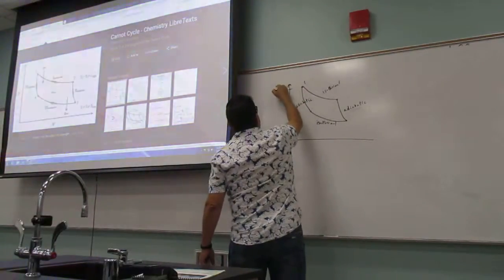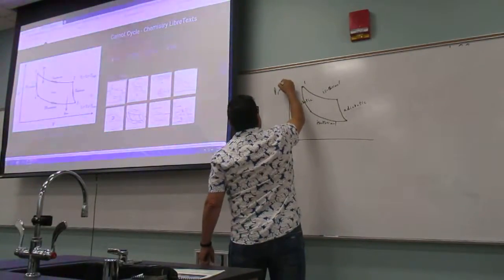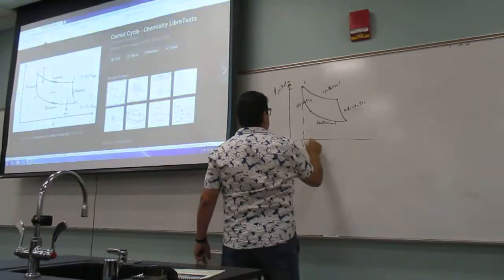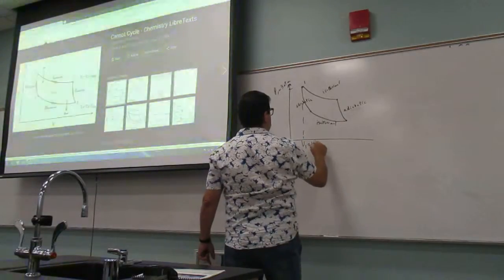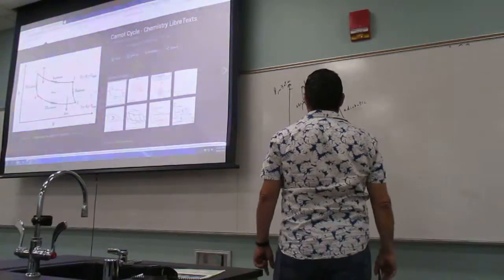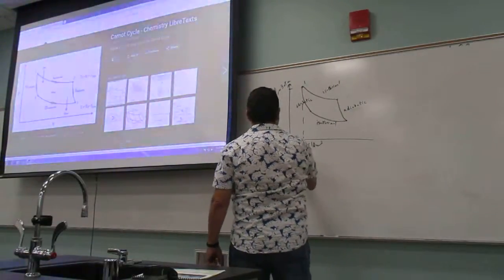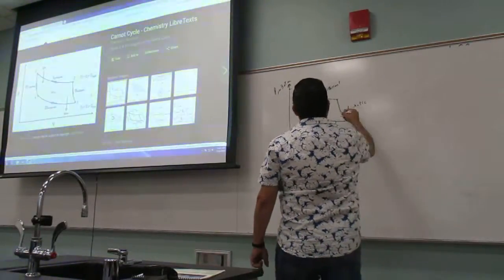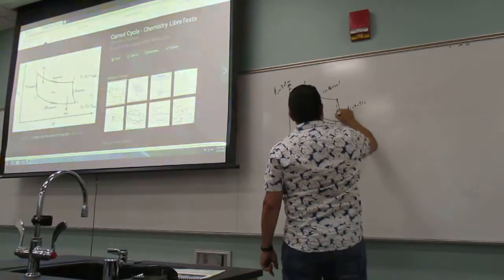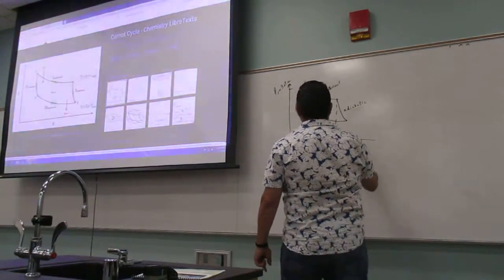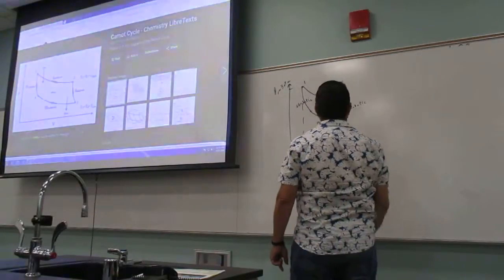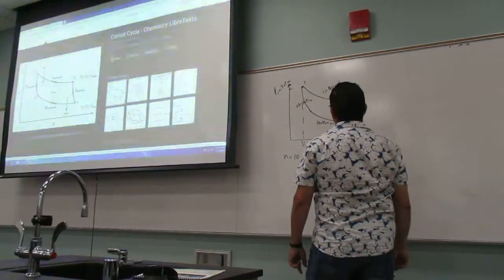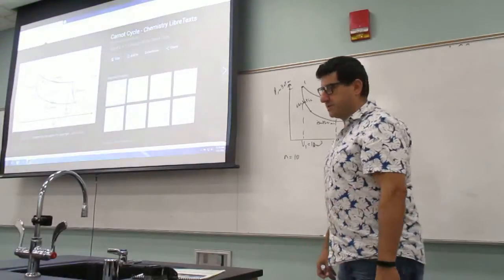So just to give it some numbers, let's say P1 is 3 atmospheres. V1 is 10 meters cubed. The number of moles of the gas, let's say, is 10. So then let's say V2 is 20 meters cubed. Then we can start doing a problem with this.